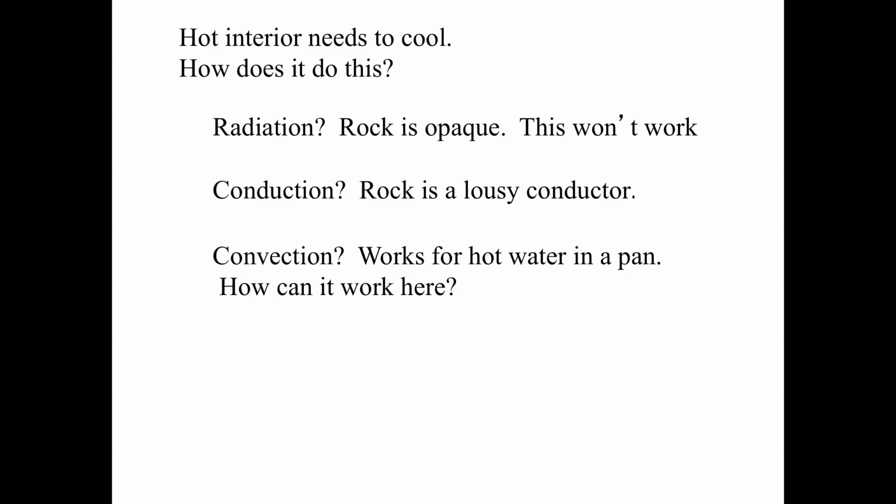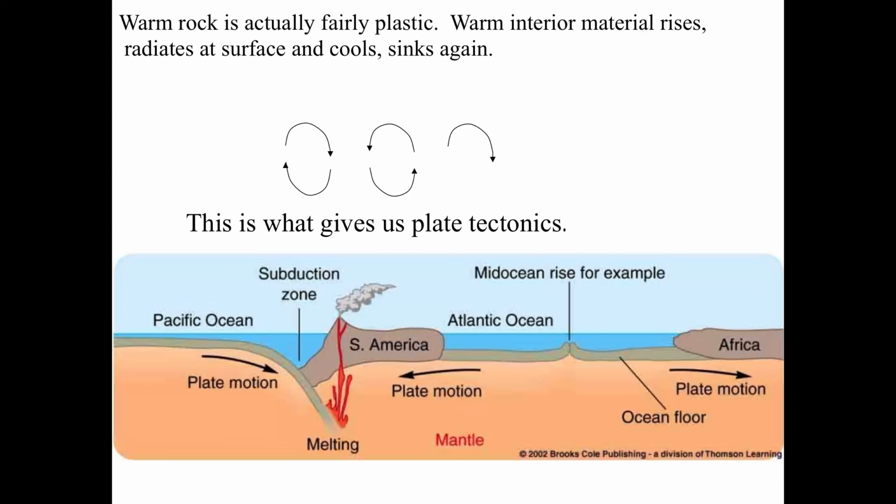But how can it work here? This is rock we're talking about. It turns out that the rock is actually fairly plastic when it's warm, and the warm material rises and then cooler material sinks back down. We see this at the Earth's surface from the mid-ocean spreading, the middle of the Atlantic and the middle of the Pacific Ocean growing wider and wider, and then what we call subduction, where the plates turn under at the edges of these zones. That leads to a tremendous amount of volcanic activity.